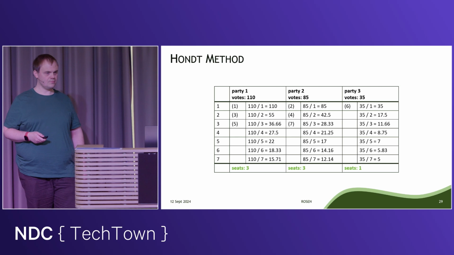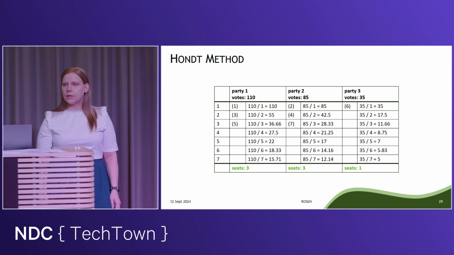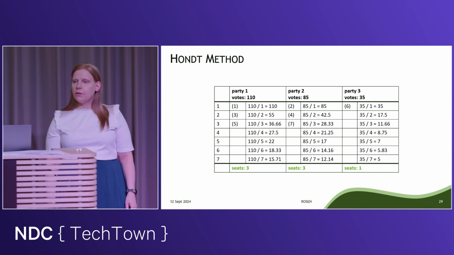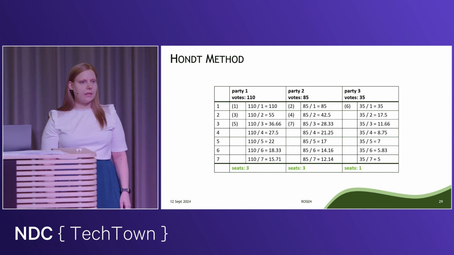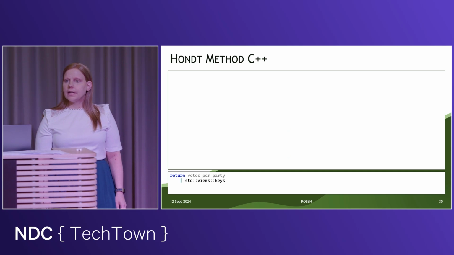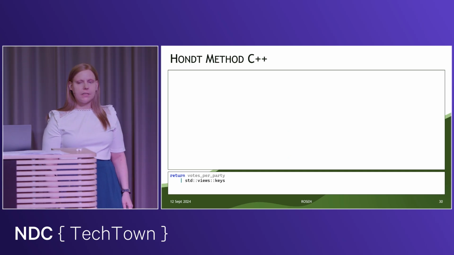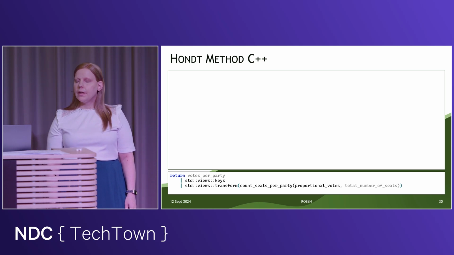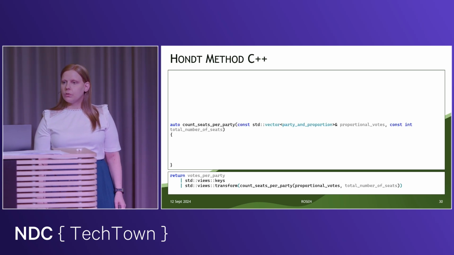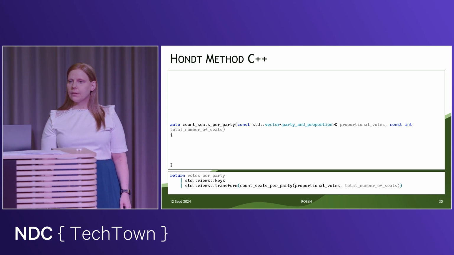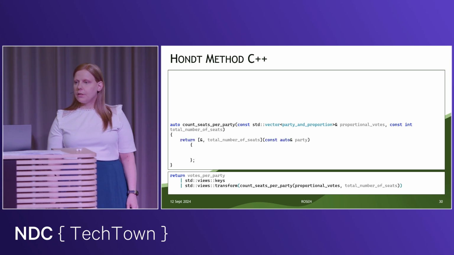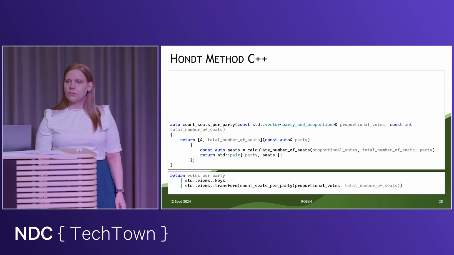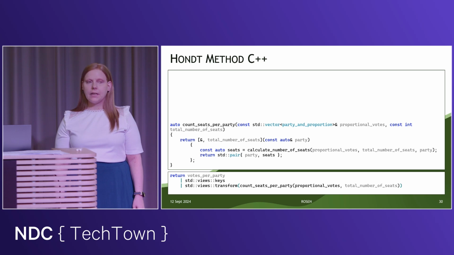Lastly, we need to count the number of seats per party by using the sorted range. We take the first 7 elements of that range, as this is the number of seats that we have, and we count how often the parties appear in that subrange. First, we select the keys from the input map, as they contain the party names. Then we transform the keys and call the count seats per party function. Count seats per party gets the proportional votes and the total number of seats as input. It returns a lambda that is then called by the transform view. In this lambda, we call another function to calculate the actual number of seats. Then we return a pair of party name and seat count.